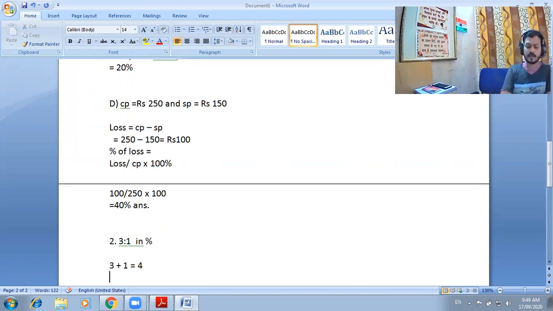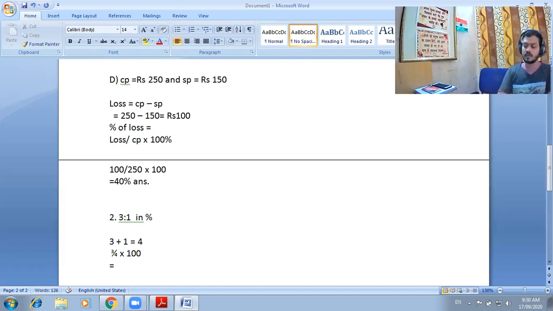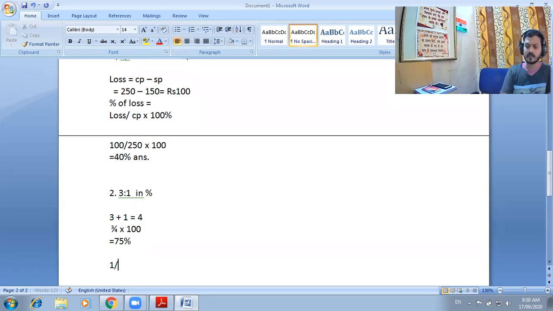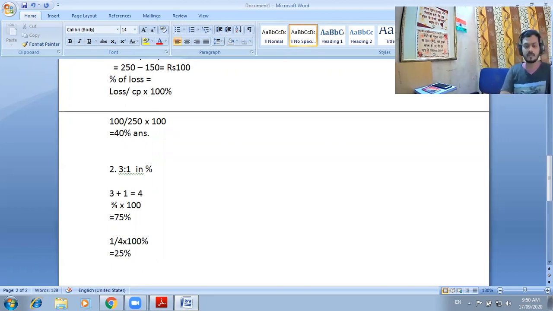So firstly find out the percentage of 3. 3 divided by 4 into 100 equal to 75 percentage. And what is the percentage of 1 in the given question? So 1 by 4 into 100 percentage equal to 25 percentage. After simplification, everyone is getting the same answer: 75 percentage and 25 percentage in the first question.